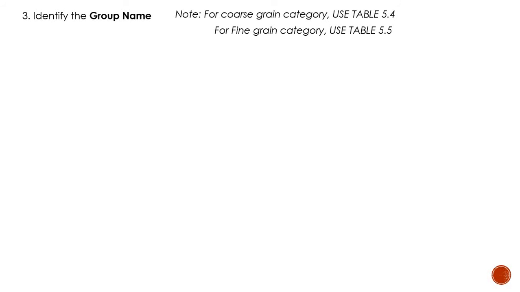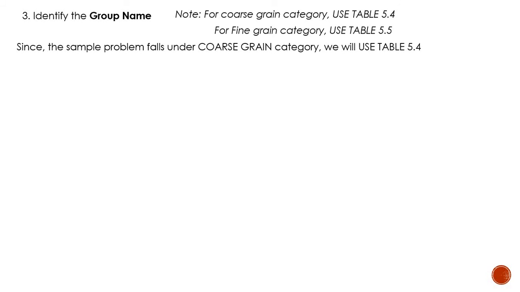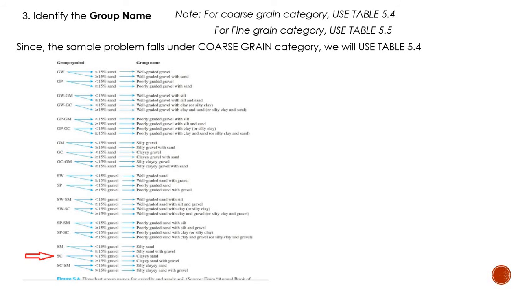Next is to identify the group name. For coarse grain category, we use table 5.4. For fine grain category, we use table 5.5. Since our sample problem falls under coarse grain category, we will use table 5.4. So this is our table 5.4 and yung group symbol natin kanina ay SC. So dito tayo magsisimula on this part.